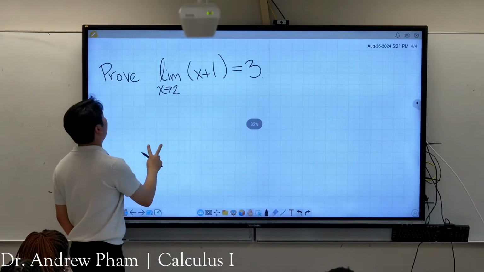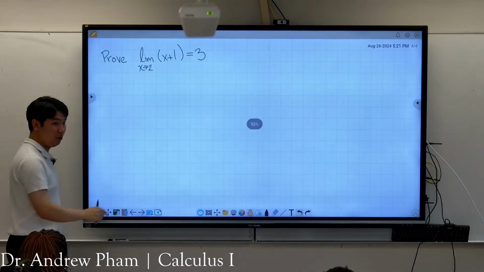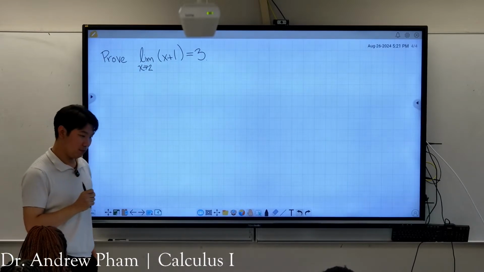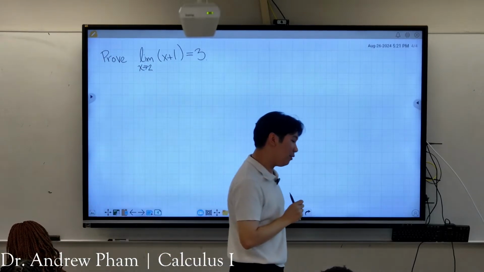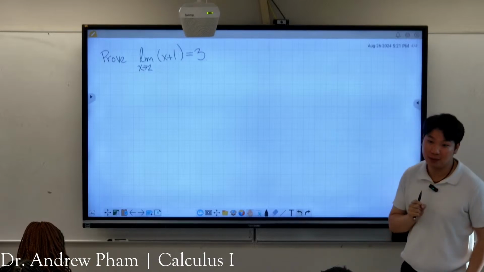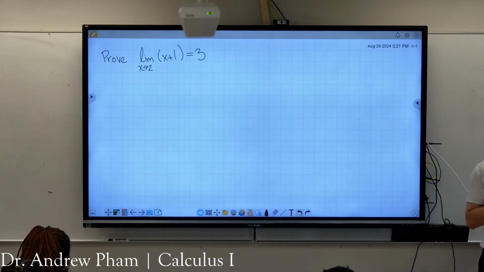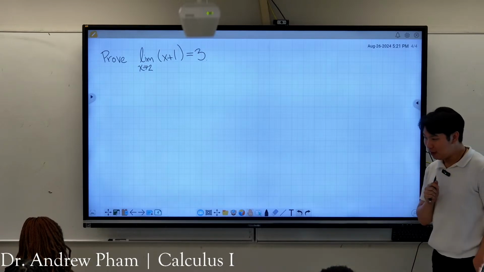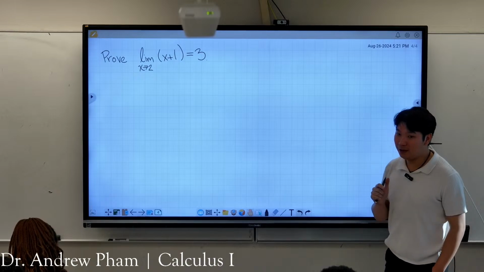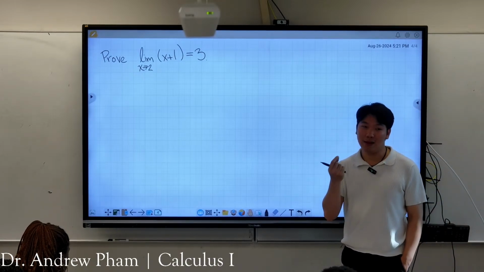Prove this is true. A calculation is not a proof, though, necessarily. We're not even going to do a graph. We're going to use that definition I had earlier. So let's identify the things we do know. What's my C value?